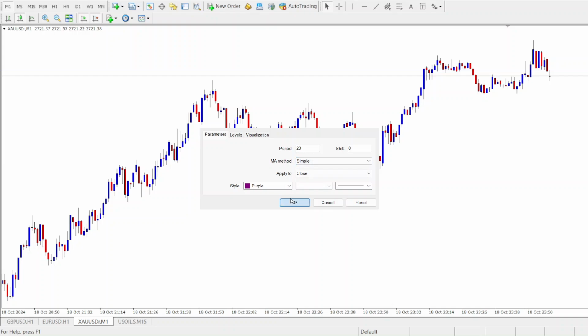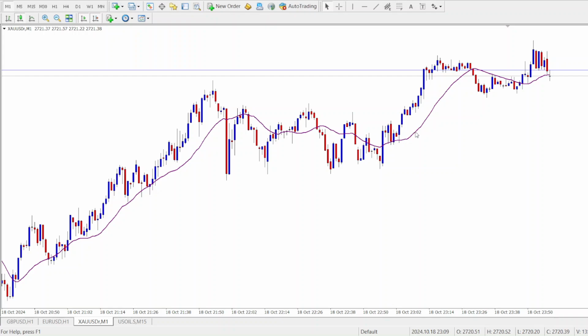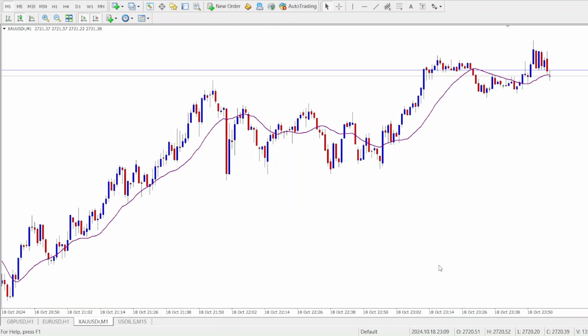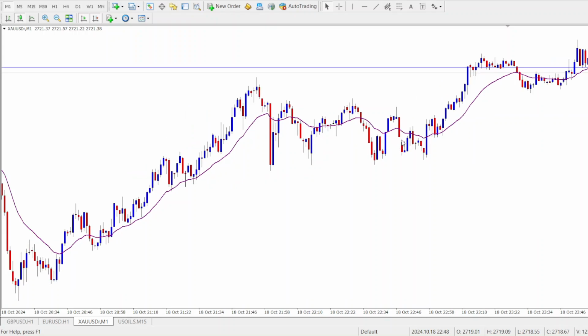Okay, then as for the exponential, you can see how the 20 SMA looks like. Now, as for the exponential, it gives more weight to recent prices, making it more responsive to new information. The formula incorporates a multiplier, which is why it reacts quicker to price changes. It's calculated using a more complex formula, which can be found in trading software. So we can see how the 20 EMA looks like. You can see it responds to our prices faster.